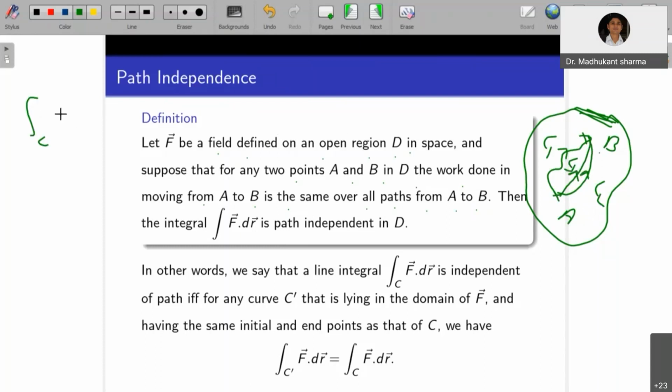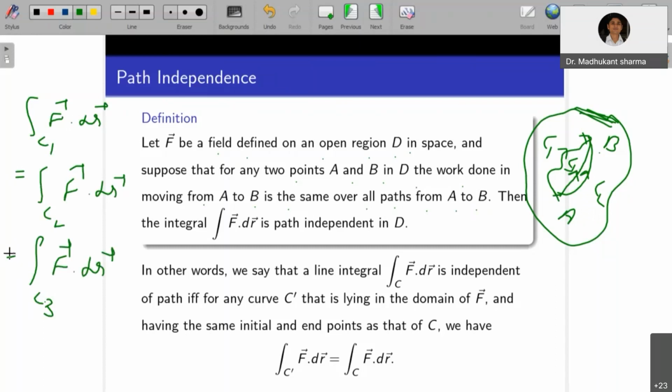So the integral over C1 of F dot dr is the same as the integral over C2 of F dot dr, also the same as the integral over C3 of F dot dr. This is what we mean. If you take any curve joining these two points, the line integral value remains the same. That tells you the definition of path independence. This is what's written here.